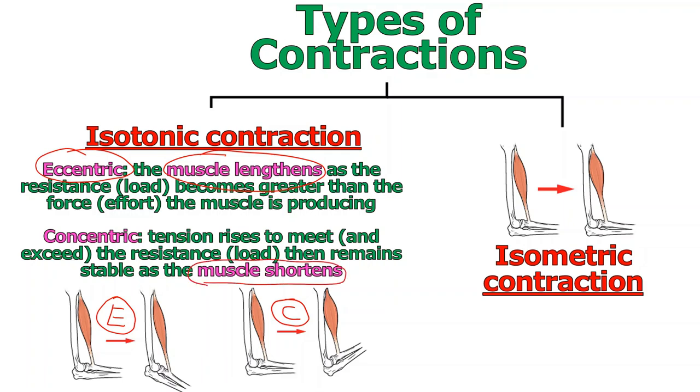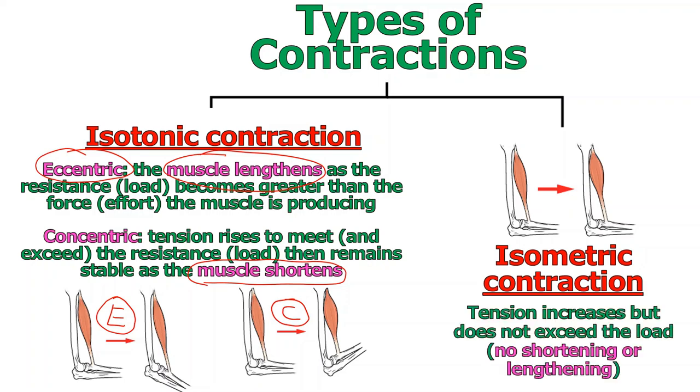That means that whatever power you're putting into that muscle contraction is exceeding the resistance of the load, right? And so the muscle will shorten and the load will move. So we're seeing the load move in two different ways with isotonic contractions.